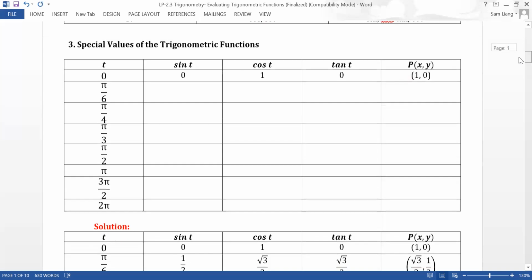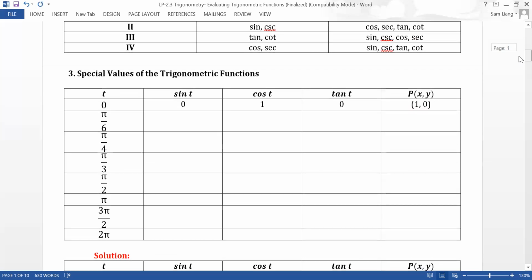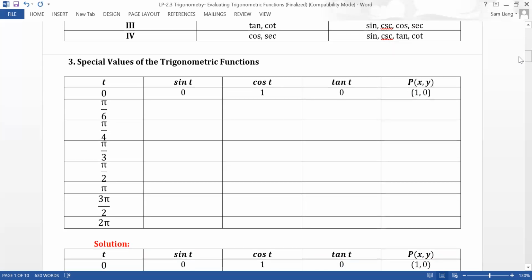All right, here we are. So this is just the comprehensive table that I mentioned in the objectives. Here we have a t value, sine t, cosine t, tangent, and the terminal point. The coordinate on the unit circle for that value. So if you remember, sine of 0 is going to be 0. Cosine of 0 is 1.